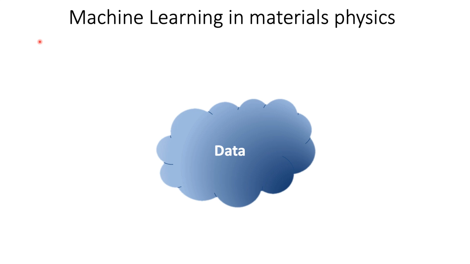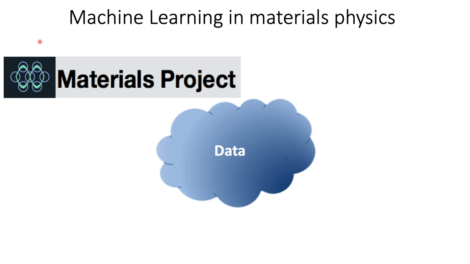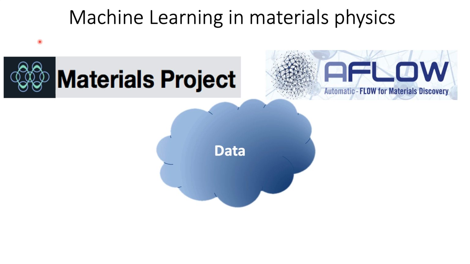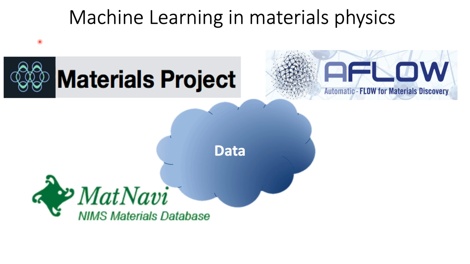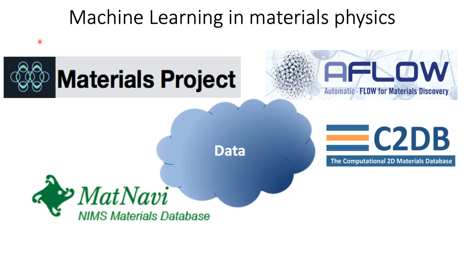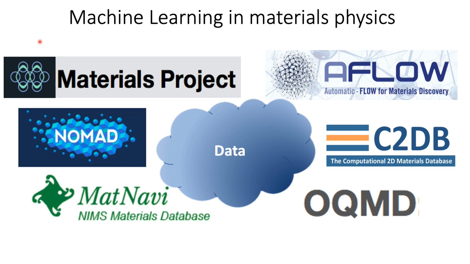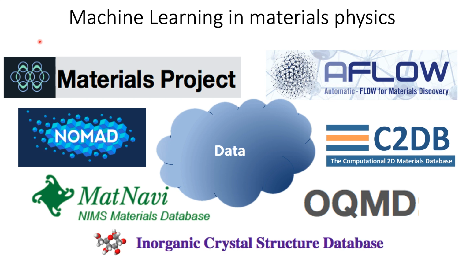First, let's talk about data in some more detail. Now, some of the databases that are popular these days is the Materials Project, which is perhaps the most popular, coming from the Materials Genome Initiative. There's also AFlow. These are both density functional theory, or DFT databases. There's MatNavi, which is a database developed by the National Institute for Materials Science, based in Tsukuba, Japan. There's CGDB, which is a database devoted solely towards two-dimensional materials. In addition, there's OQMD, Open Quantum Materials Database, and Nomad, and Inorganic Crystal Structure Database that I mentioned before. And these are only a few of the databases that are out there, and I imagine the number are growing almost every day.